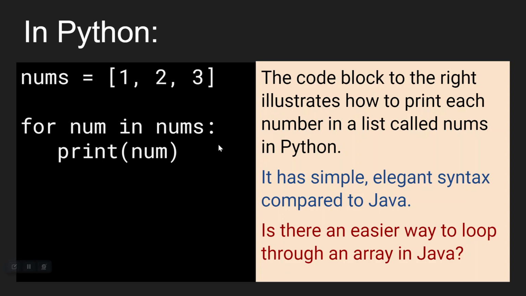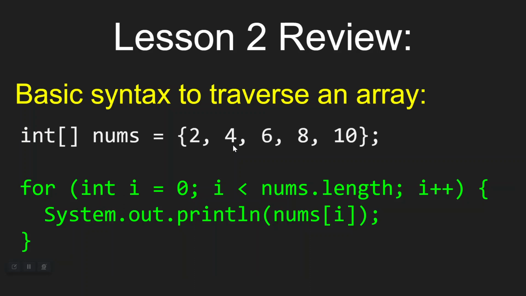With Java, there are so many more punctuation marks that we have to add in here, and so many more rules of syntax that can just make things go wrong. And so the question is, is there an easier way to loop through an array in Java, similarly to how you do it here in Python? And it turns out the answer is yes.